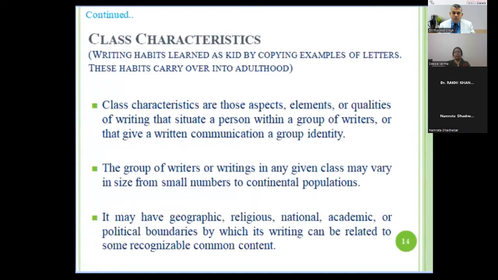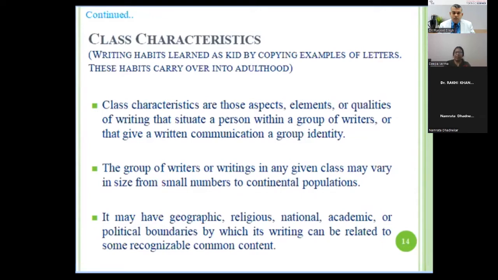One is class characteristic, second is individual characteristic, and third is accidental characteristic. Class characteristic, as you all are aware, is that which is common to a group. So class characteristics are those aspects, elements, or qualities of writing that situate a person into a group of writers, or that give a written communication a group identity. That may be a common feature in a group, in school candidates, or in region-wise areas. The group of writing given in a class may vary in size from a small number to a continent's population. It may have geographic, religious, national, academic, or political boundaries by which the writing can be related to some recognizable common content. So these are the class characteristics.